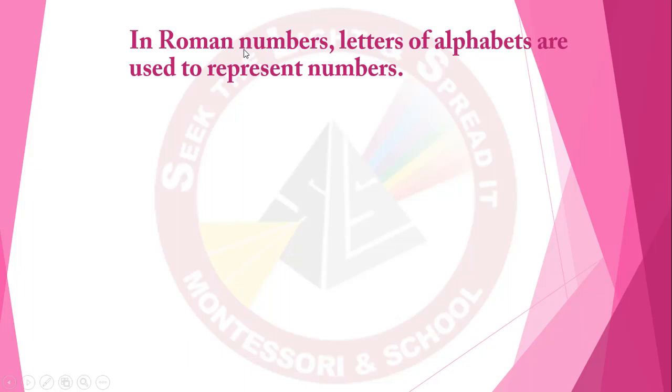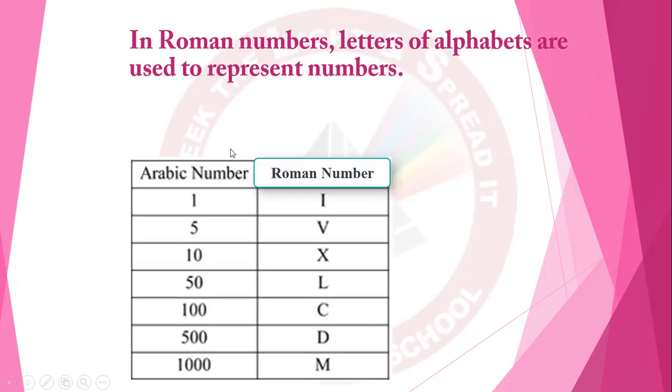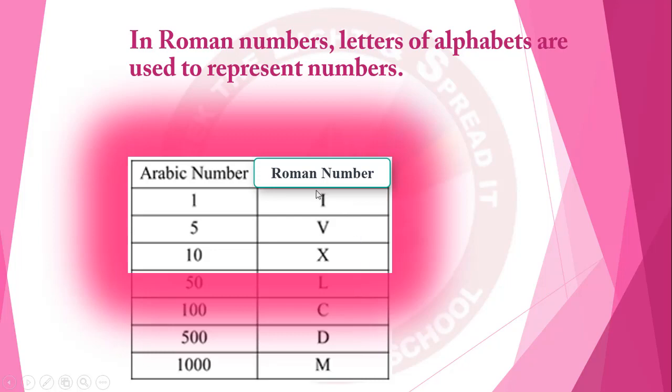Roman numbers are actually not numbers, but letters of the alphabet, and these letters represent the numbers. Let's look at this table. These are Arabic numbers and these are all Roman numbers. When you look at this, you know that this is 1, and in Roman it is called I. For 5 it is V, for 10 X, 50 L, 100 C, 500 D and 1000 M. But at your level, at class 3 level, you are going to learn about these three: I, V and X.